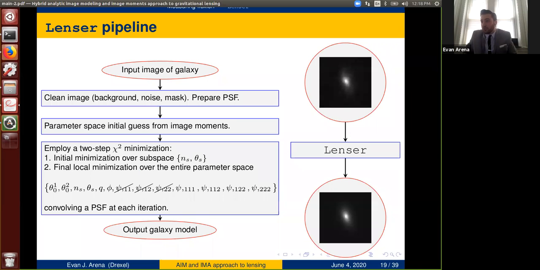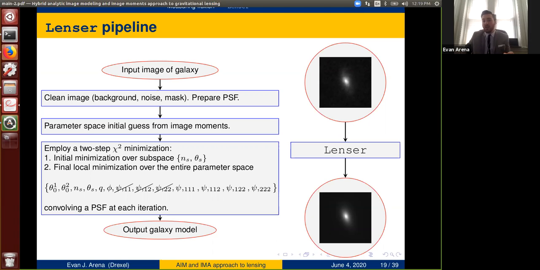Remember what we're looking to do here. We're interested in measuring flexion in a galaxy image. So Lenser takes as an input an image of a galaxy in the form of a FITS file. Lenser also accepts noise maps, segmentation maps that may have been generated using Source Extractor, and a PSF. And then once an image is imported, Lenser cleans it up. It estimates and subtracts the background. It computes a noise map for you if one's not provided. And it then proceeds to generate an elliptical mask around the galaxy so you can exclude any extraneous light sources near the edge of an image.